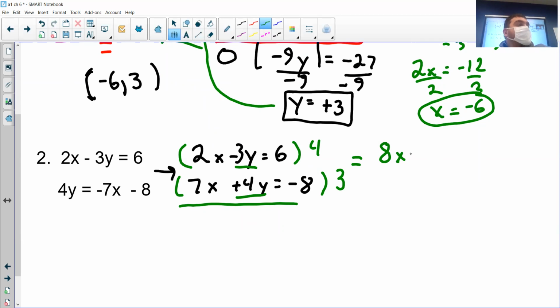Because I wanted to move the 7 to the left so then it lines up. Yeah, because you have to plus 7x on both sides. In order to move it over the equal sign, you have to plus 7x on both sides.